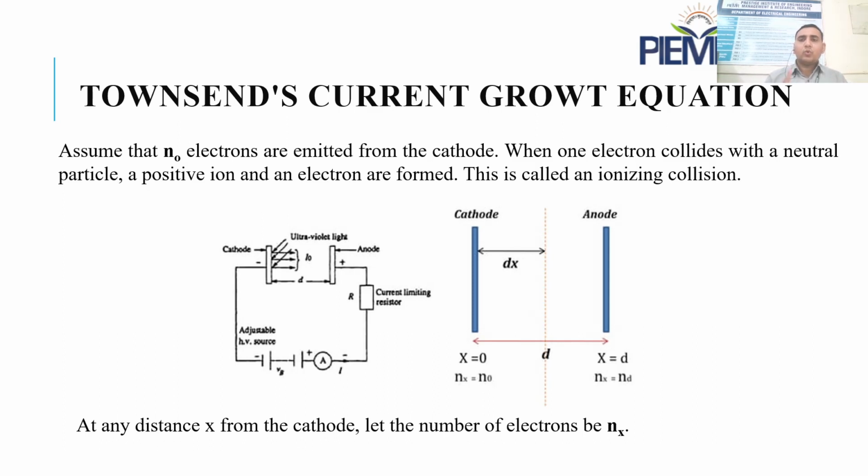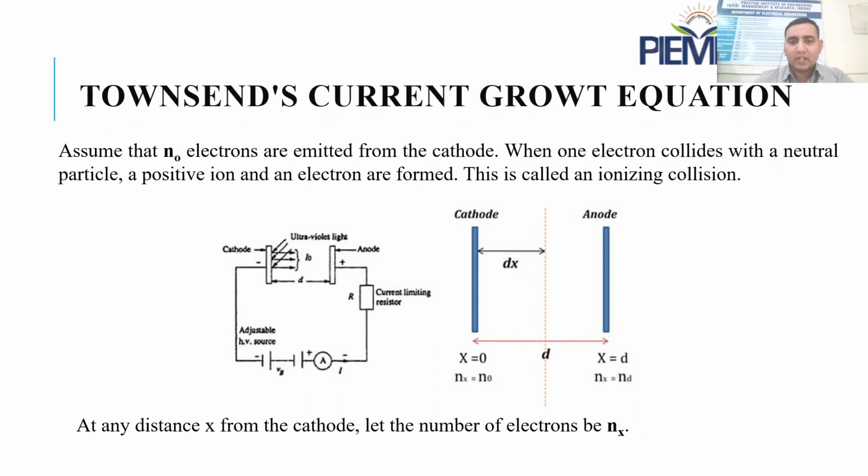When one electron collides with a neutral atom, a positive ion and an electron are formed. If a negative electron comes from the cathode side, it will collide with a neutral particle or atom. It will cause some more electrons to be released in the insulation material and cause the atom to become a positive ion. It's called the ionization collision method.